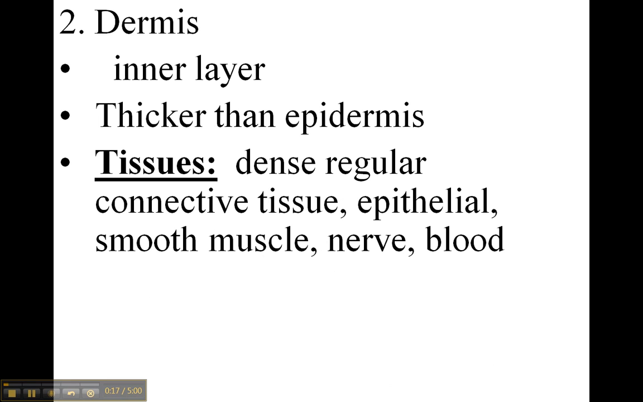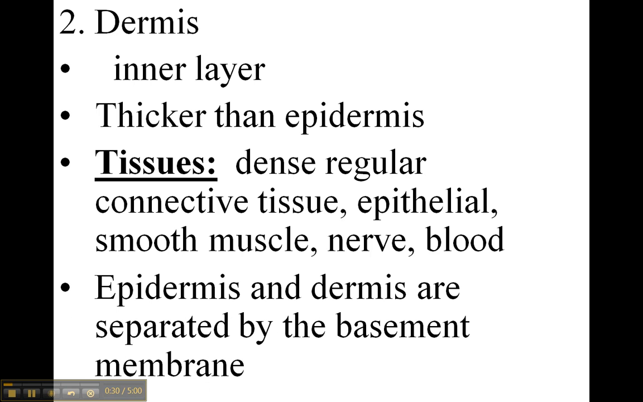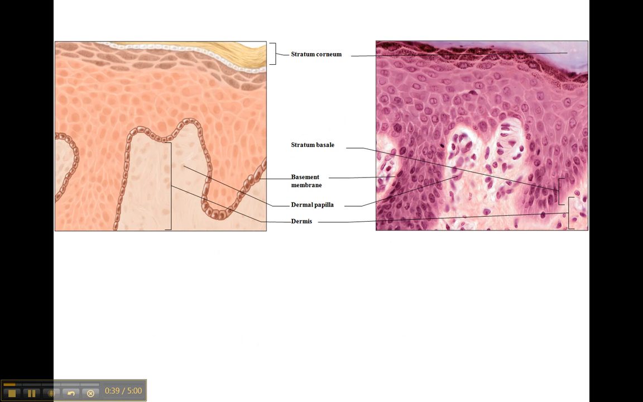You actually looked at all of these but epithelial. You sketched dense regular, you sketched smooth muscle, you sketched nerve, and you sketched blood in your lab. And there is a structure called the basement membrane that's mainly just fibers that separates the epidermis and the dermis. So there is a clear distinction between those two layers.